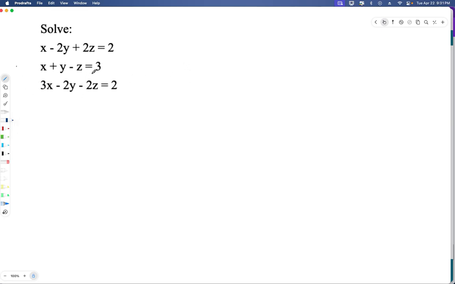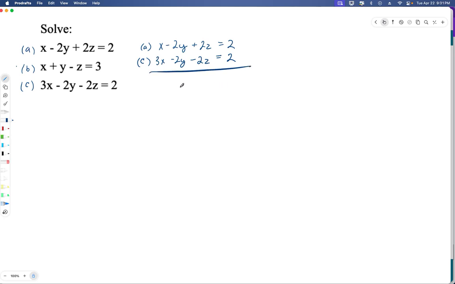I see two things that we can cancel to do elimination. So x minus 2y. Let's just call this A, B, and C. That's going to help us keep it straight, which one is which, right? So x minus 2y plus 2z is equal to 2. And then we have C, we're going to use C, 3x minus 2y minus 2z is equal to 2. So then that gives us 4x minus 4y, this cancels, is equal to 4.